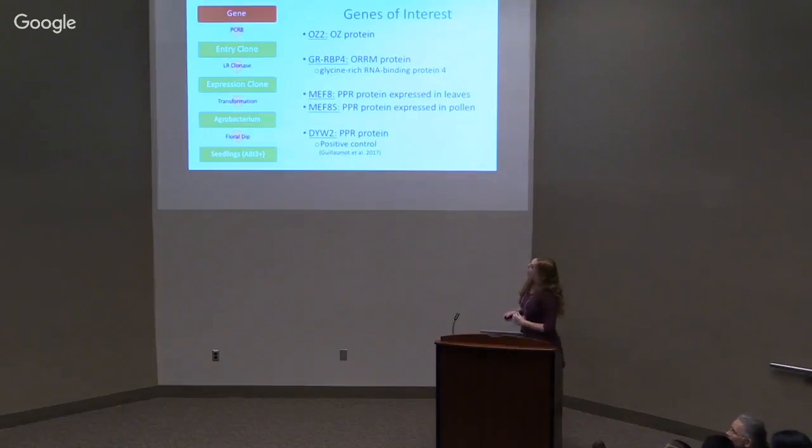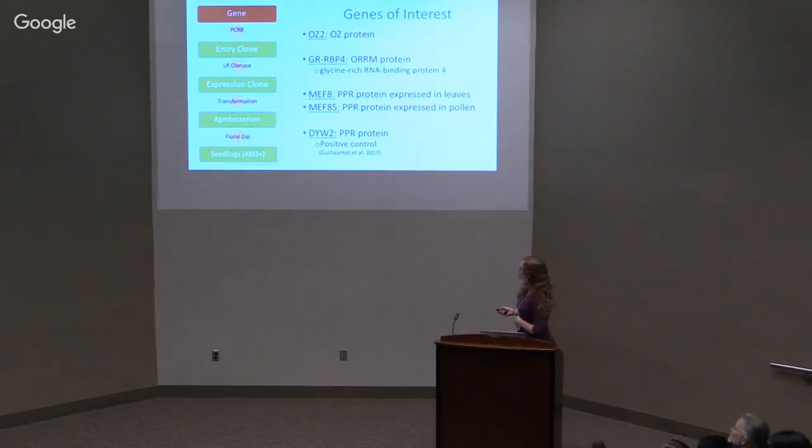Those being OZ2, GRRPB4, MEF8 and MEF8S, and DYW2. Some interesting things I want to know about a couple of these genes are that MEF8 and MEF8S, the PPR protein pair, are actually pretty well studied and aren't lethal on their own. But the problem is we can't study the interaction of these two genes because the double mutant is lethal. So I will be using these and transforming our construct for both of them into the same sets of plants. And the DYW down here at the bottom is acting as a positive control for the experiment.